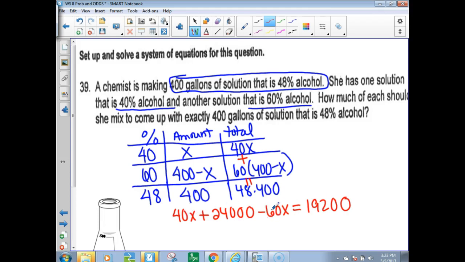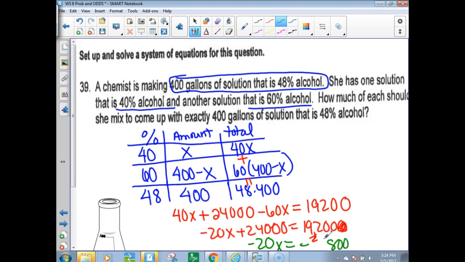All right, 40x minus 60x is negative 20x. And then we need to subtract 24,000. Oops, too many zeros. 19,200 minus 24,000, and we're going to end up with a negative. And that's a good thing since we have a negative 20x. Can someone tell me what that is? 4,800? Yeah, you're right. It's negative 4,800. So we have to divide that by negative 20. Okay, so x is 240.